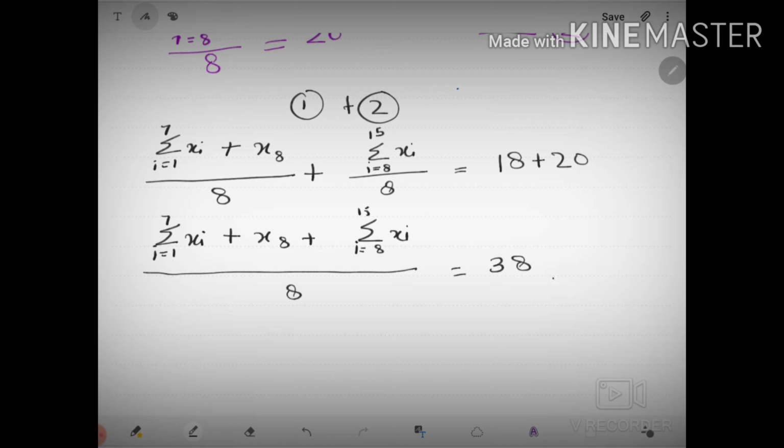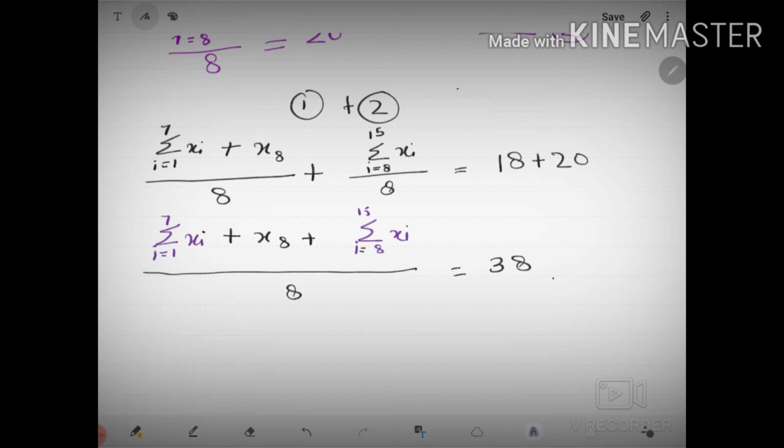Now we just need to observe that the sum of the first 7 observations, as given over here, and the sum of the last 8 observations are given over here. If we add these two up, the ones I highlighted with a different color, what I will have is the sum of all 15 observations.